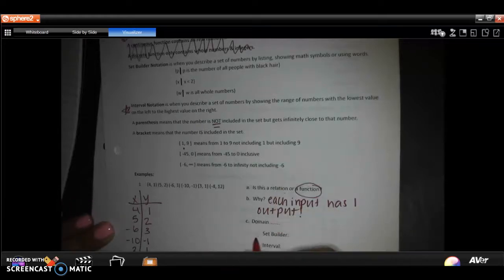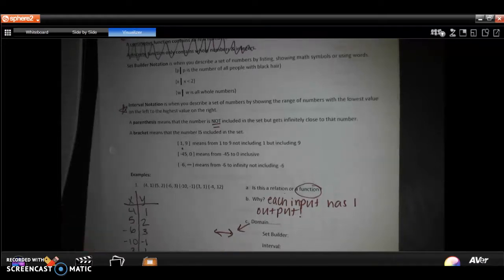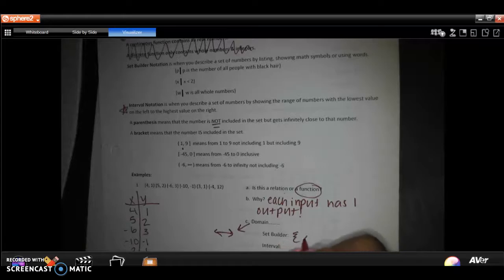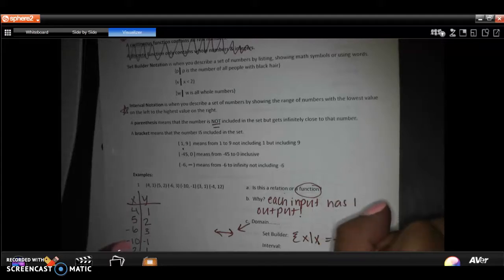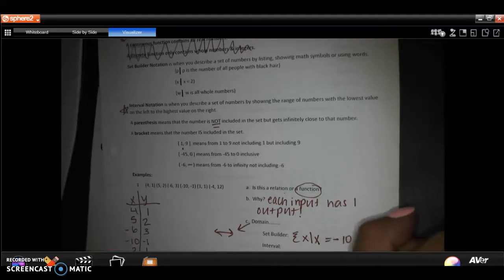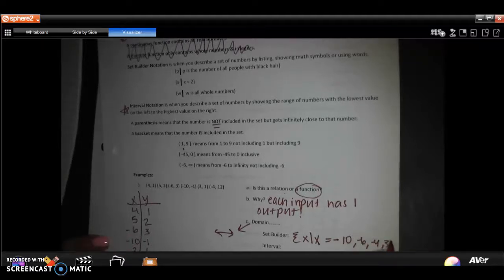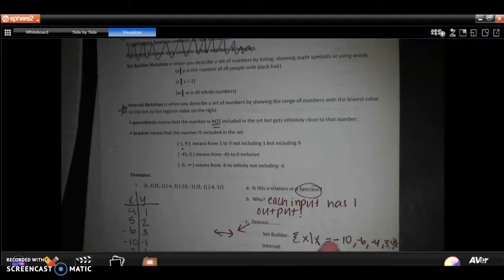So domain. Remember, your domain is going left to right. So if you want to show yourself, that's going to go left to right, lowest to highest. So set builder, watch this. X, so that x, negative 10 is our lowest number. Then negative 6, we have negative 4, it looks like 3, 4, and 5. So x, so that x is equal to these numbers, lowest to highest. Interval we'll do on the next page.